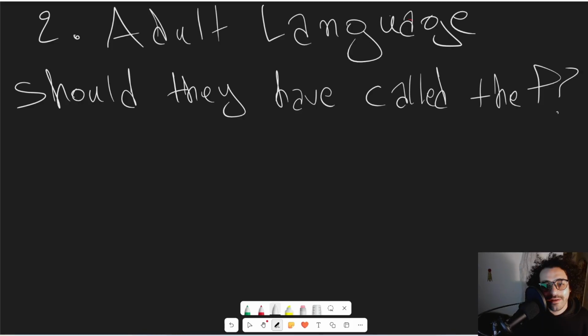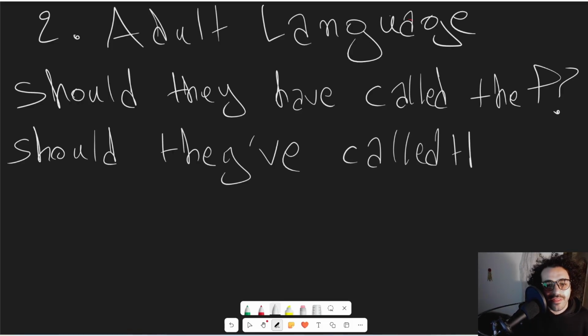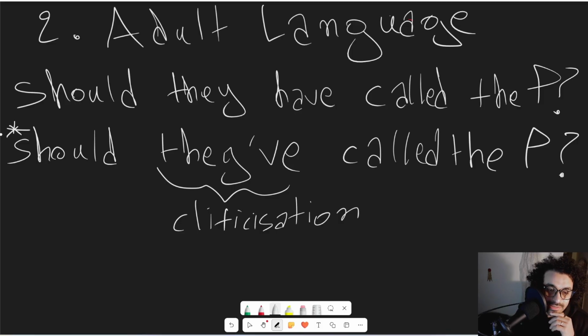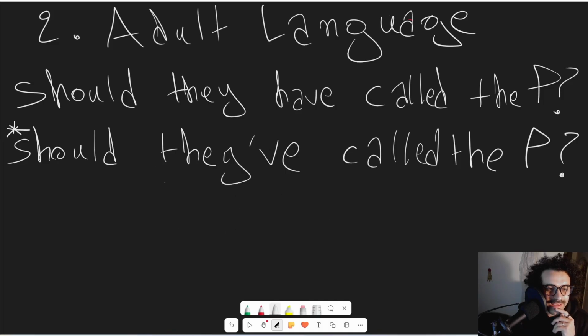So look at this sentence and look at its counterpart: "Should they've called the P?" Okay, "should they have called the P?" And also a question mark. The second sentence is unacceptable by the majority of native speakers. They will accept "should they have called the police," but they will not accept "should they've called the police." This process that's happening here is known as cliticization, and I think we have used it before as evidence for the null constituents videos. Now what's happening here is that we cannot cliticize they with have, because there's something in the middle.